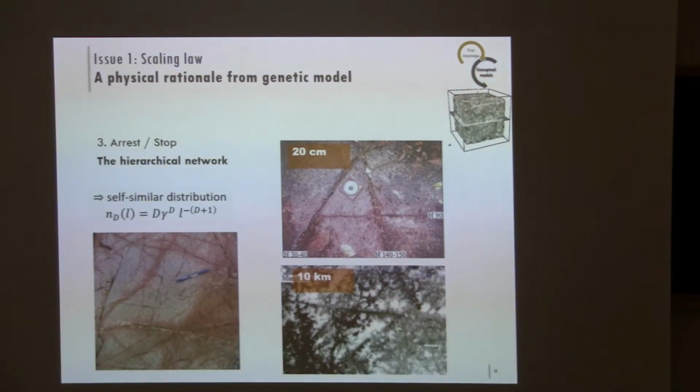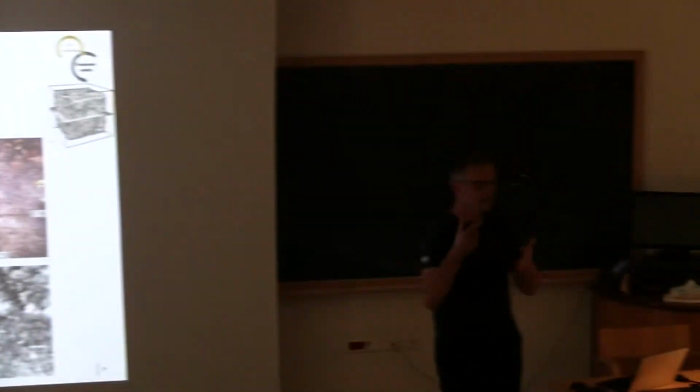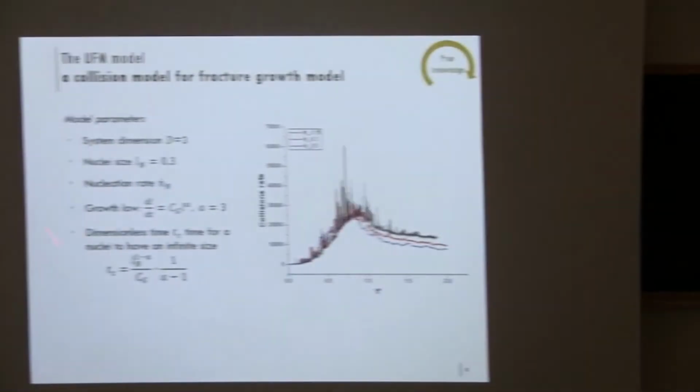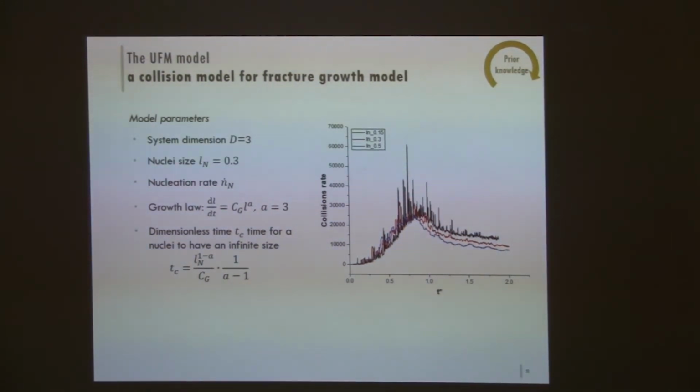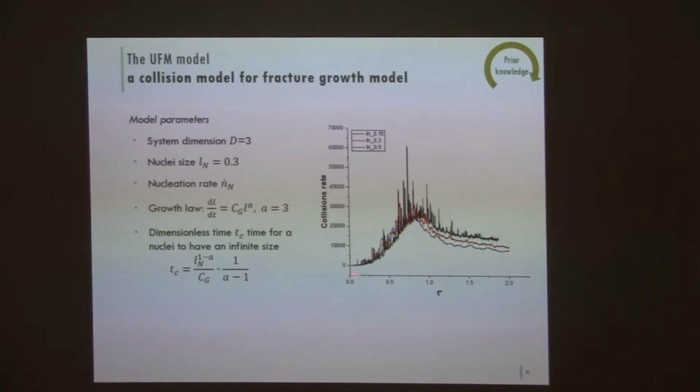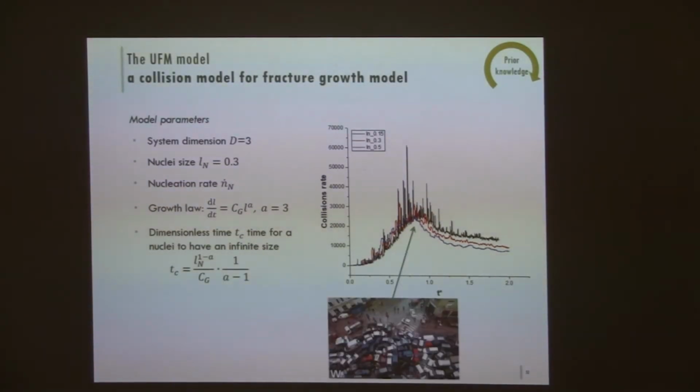So this is the game we are playing. We do nucleation, we do fracture growth, and then we stop when the conditions are correct. And what we obtain is this. So it's a sort of collision game, actually. You put many fractures at the beginning, and then they grow. If they are not stopped, they grow to infinity in a finite time if the exponent is larger than one. And what you observe is that at a certain time, you have a huge number of collisions, so you have a sort of traffic jam in your system. And then it's very difficult to add more and more fractures.